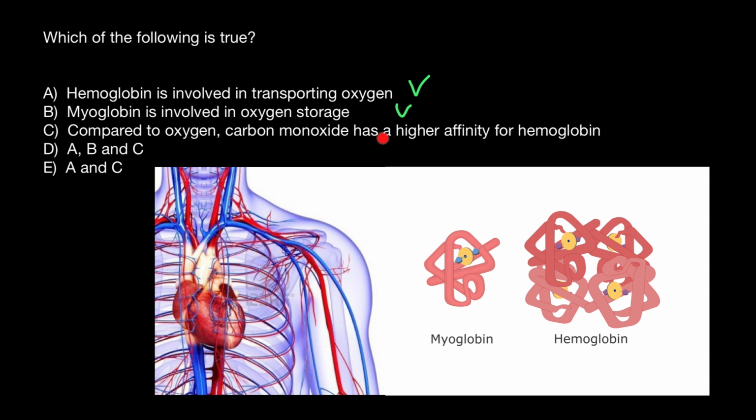Compared to oxygen, carbon monoxide has high affinity for hemoglobin. Oxygen is about 20% of our atmosphere, and a molecule of oxygen is O2, and it attaches to these heme groups, to the iron in these heme groups. But if carbon monoxide is present, because it has much higher affinity for the iron in the heme group, it is going to attach to these groups and doesn't allow oxygen to attach.